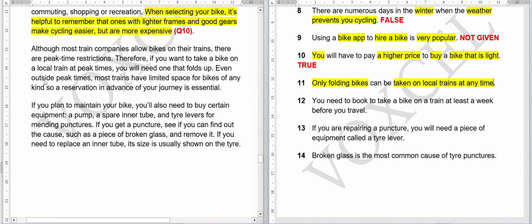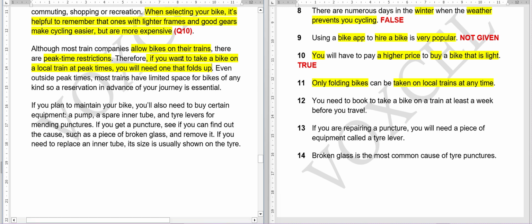Let's read the information further. Although most train companies allow bikes on their trains, there are peak time restrictions. Now we are talking about allowing bikes on trains. Though most train companies do not mind you taking your bikes on the trains, there are some restrictions during peak times. Therefore, if you want to take a bike on a local train at peak times, you will need one that folds up. Even outside peak times, most trains have limited space for bikes of any kind, so a reservation in advance in your journey is essential. So now they're talking about reservation.